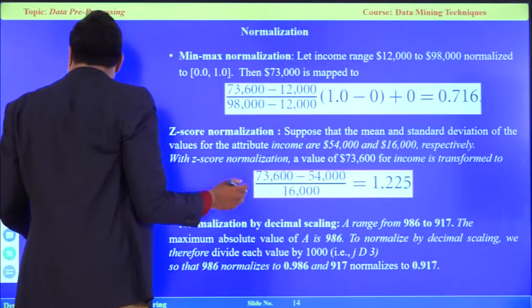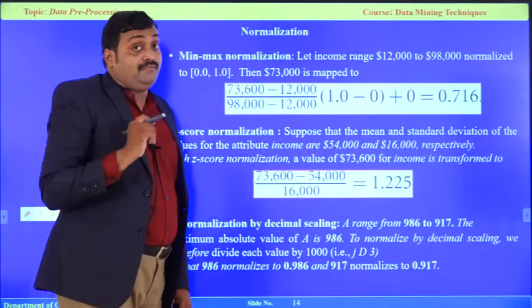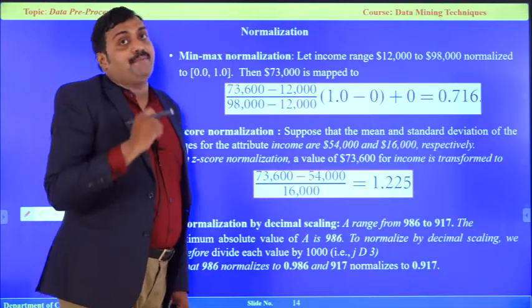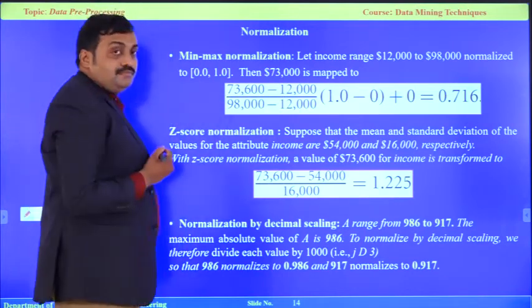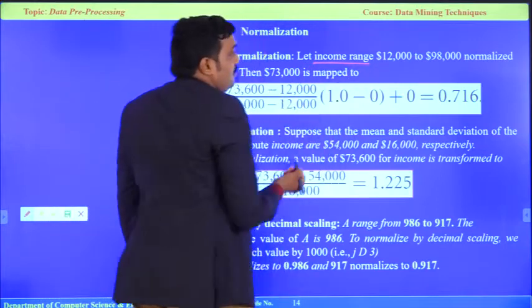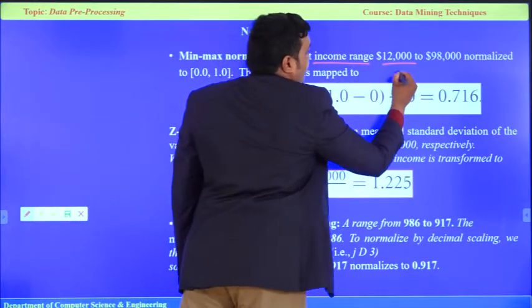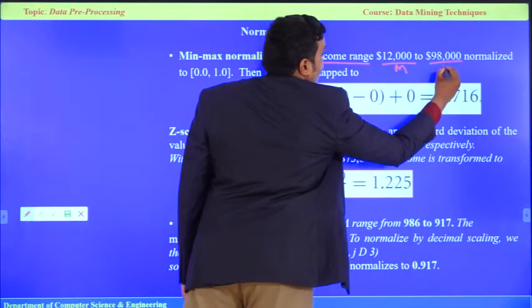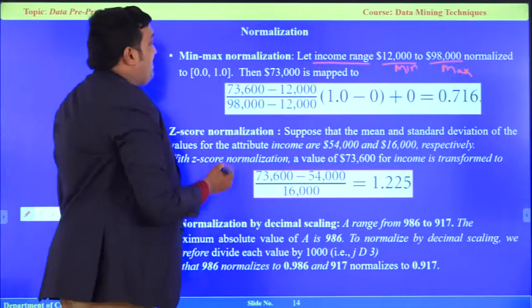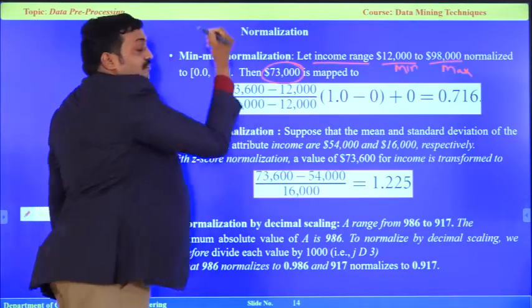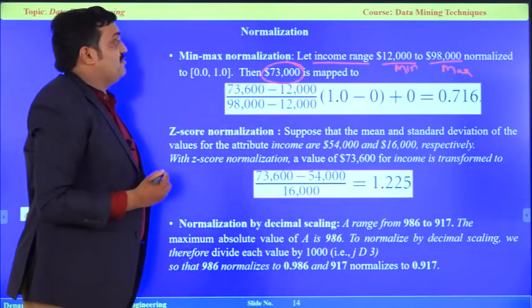See here, all these examples I have taken from the standard textbook, Kamber. Okay, Kamber is a standard textbook. I am having the data for income with a range of $12,000, that is the minimum value, and $98,000 maximum value, min and max. Then I want to scale the value 73,000.